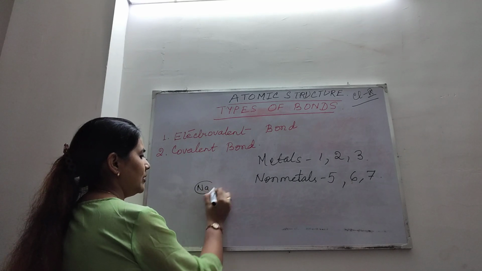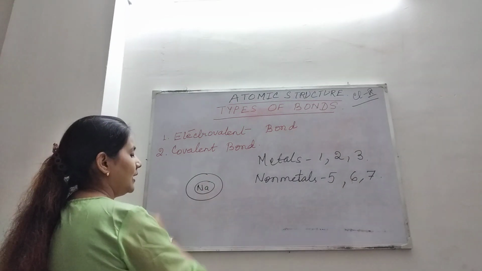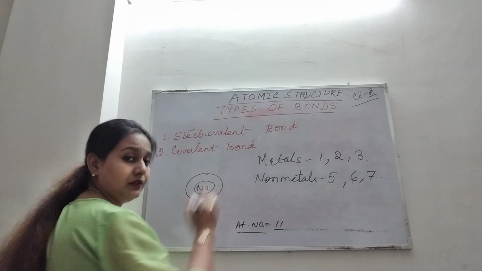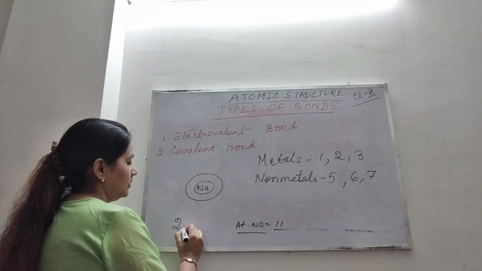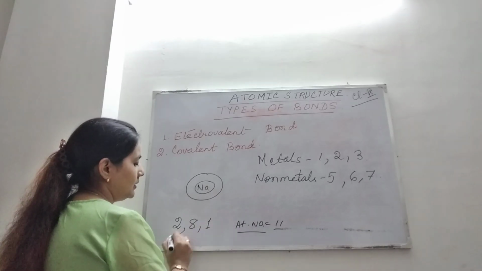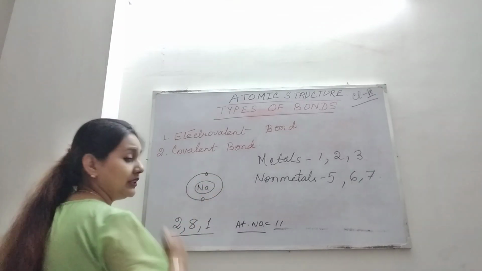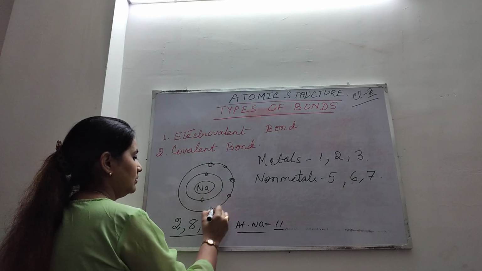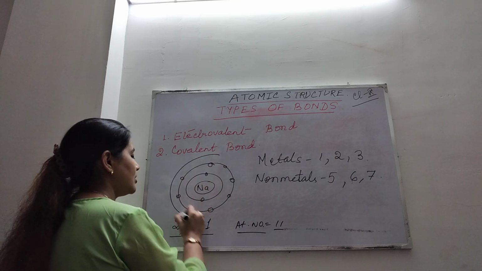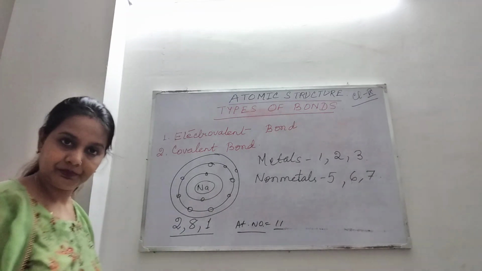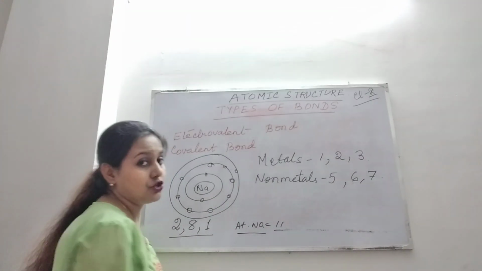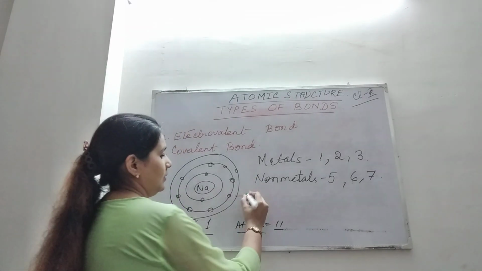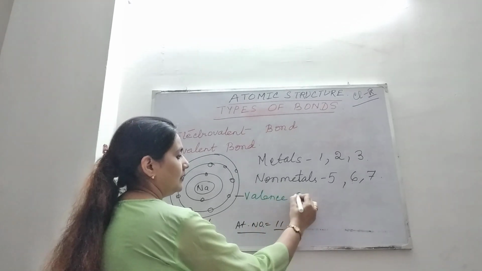Suppose I talk about sodium. Sodium has atomic number 11. So, according to the electronic configuration, it is 2, 8, 1. So, in the first shell there are 2 electrons. In the second shell there are 8 electrons. And in the last shell there is 1 electron. So, the last shell is known as the valence shell. This is known as the valence shell.